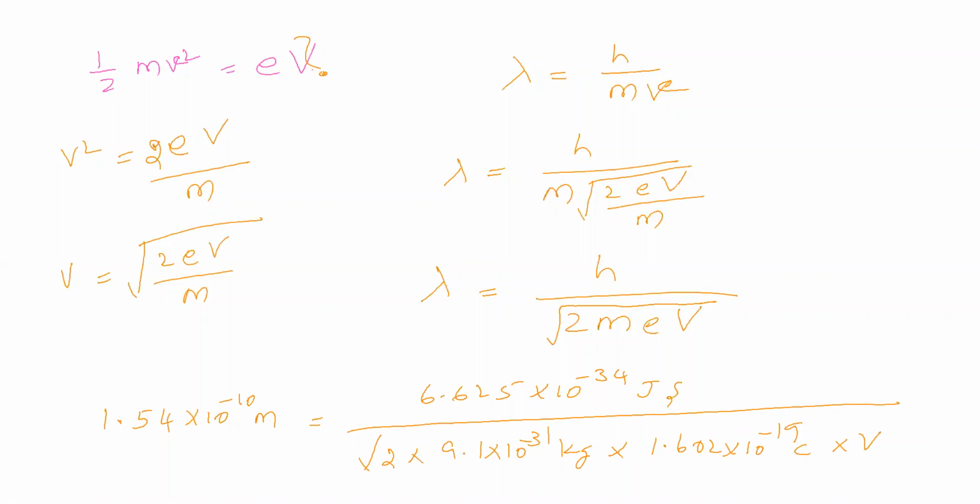On simplifying this, we can get V. So V is equal to 63.3 volt. We are getting 63.3 volt. We'll go for the next question.